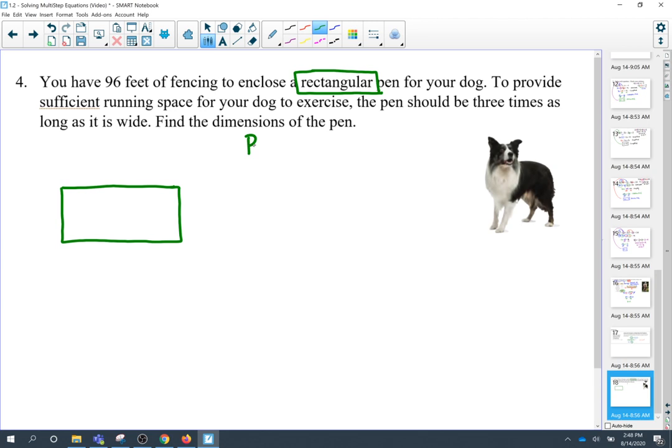So I know the perimeter equals 96. And if you forgot anything about perimeter, perimeter means add all sides. So you would add this, add this, add this, add this. Add the length, add the width, add the length, add the width. That would get you perimeter. So when I add all these, I have to get to 96. Well, let's go read our other clues.